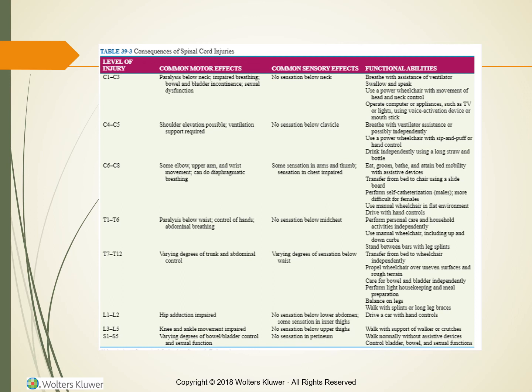In injuries of T7 to T12, these are varying degrees of trunk and abdominal control. So they have varying degrees of sensation below the waist. They can transfer from the bed to wheelchair independently. They can propel the wheelchair, even over uneven surfaces and rough terrain.